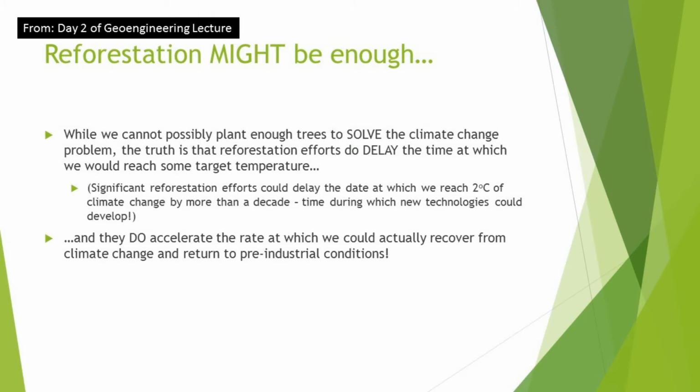For example, one of the websites I pointed you guys to with a link that day showed that you could delay the date on which you hit, say, a 2-degree climate change by on the order of a decade or more. And, well, that's a real thing. That's 10 more years we have for adopting mitigation strategies and technologies and so on. The reforestation efforts do also accelerate the rate at which we recover from climate change. So that's not to be dismissed.